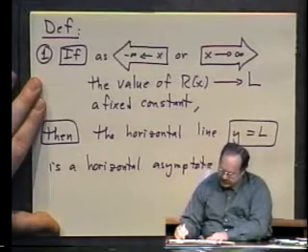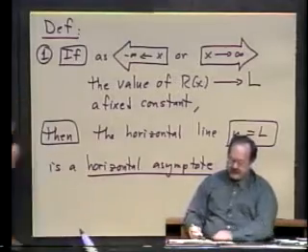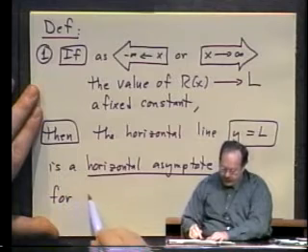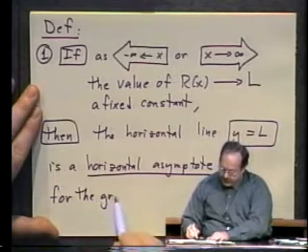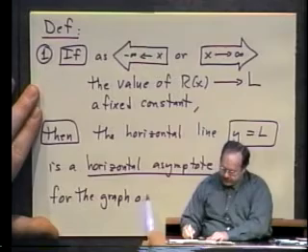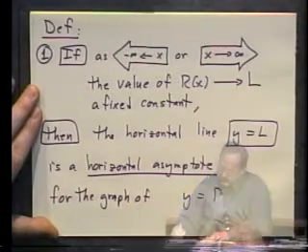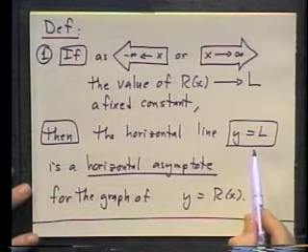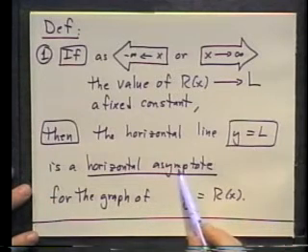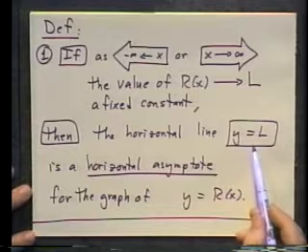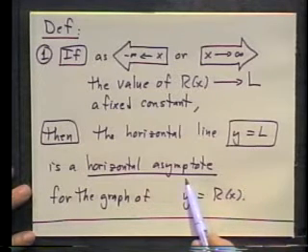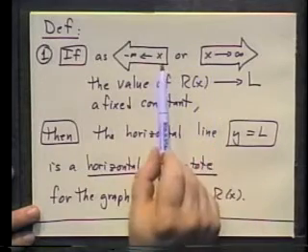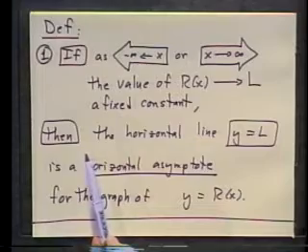Asymptote. Yes, there's a P in there. And yes, it's a silent P. Asymptote, the P doesn't get pronounced, it seems like. For the graph of y equals r of x. So this line is called an asymptote. It's still a line. It's a horizontal line. But it's called an asymptote if it is a line that the graph seems to be approaching as x goes far out to the right or far out to the left.